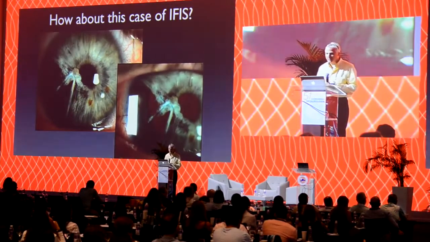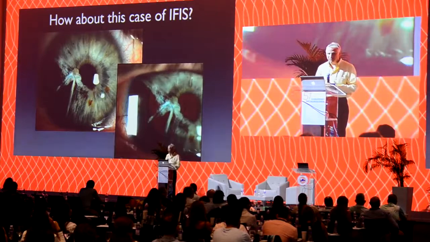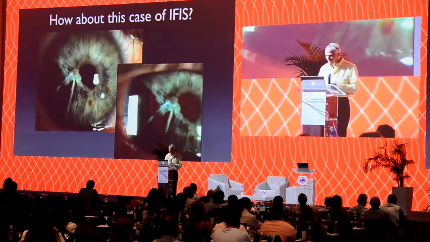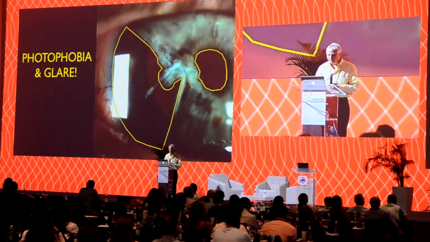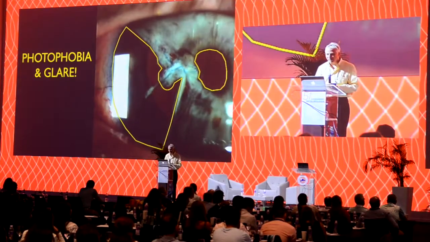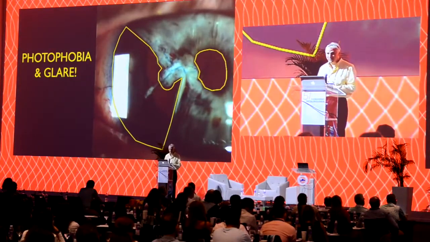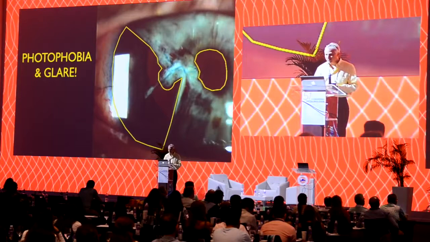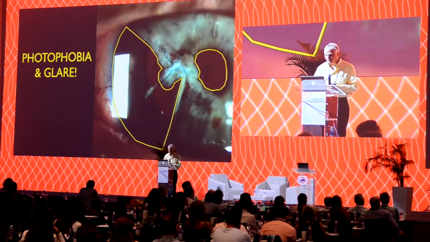This was a routine cataract in an IFIS patient. And as you might imagine, the patient wasn't so happy afterwards. Patient had light sensitivity and glare. Not so surprising, a lot more light is getting in than it should. Normally, we just have light coming in through the pupil, a lot of excess light, but we all know about that.